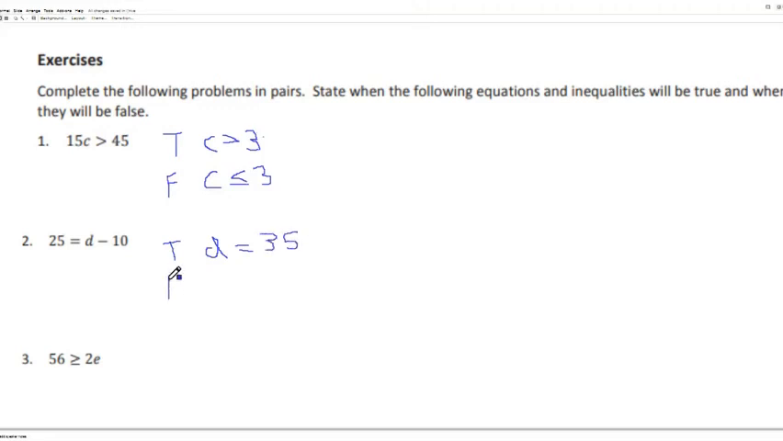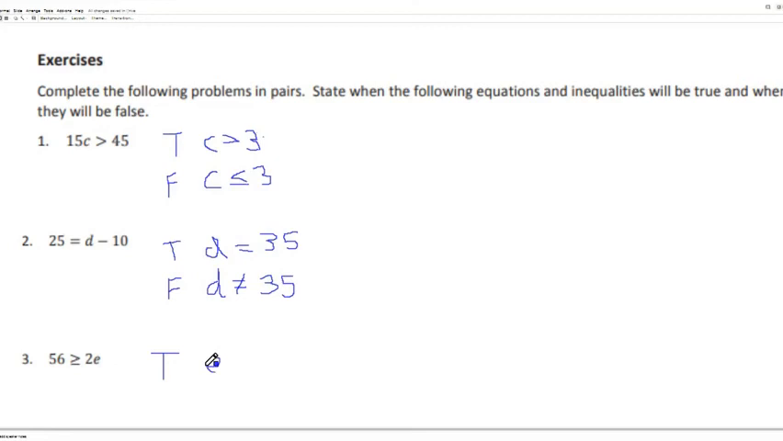And for the false, we would need the opposite. The false would be the opposite. Instead of D being equal to 35, D would not be equal to 35. It would be anything else. And for the last one, once again, if we make this inequality an equal sign, 2 times what gives me 56? Well, that's 28.